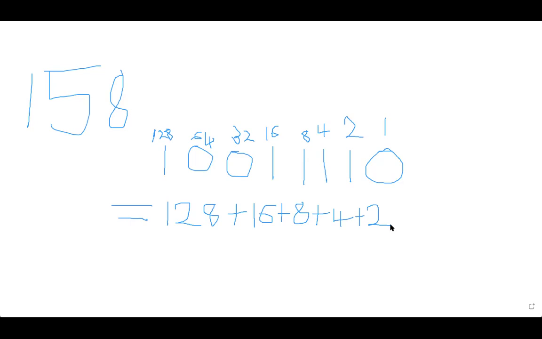So 1, 2. Sir, why didn't you add the 1? Because a 1 in that position is an off, it is a 0. We didn't add the zeros. So in total, you are supposed to get the 158. If you didn't get 158, it means there is a problem with your calculation.